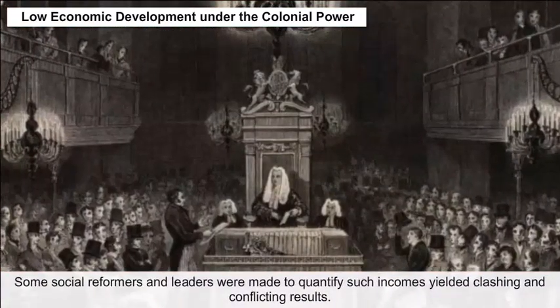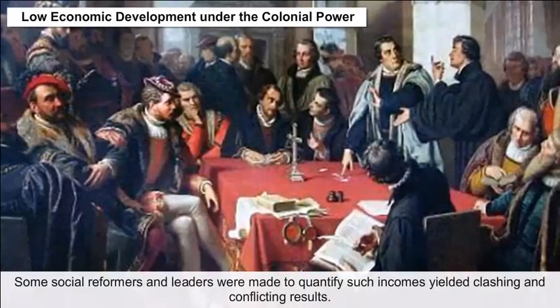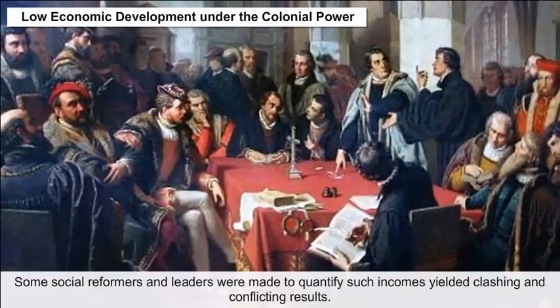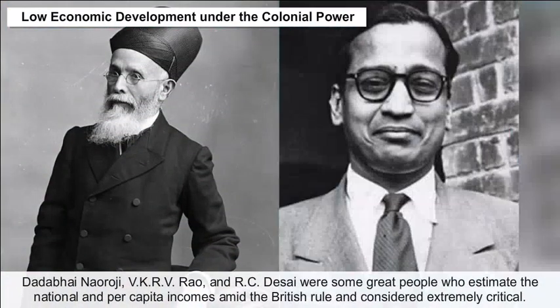Some social reformers and leaders tried to quantify such incomes, but their estimates yielded clashing and conflicting results. Dadabhai Naoroji, V.K.R.V. Rao and R.C. Desai were some great people who estimated the national and per capita incomes during the British rule and considered the situation extremely critical.